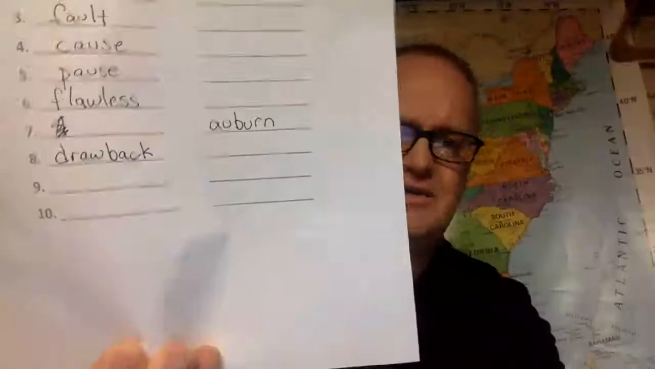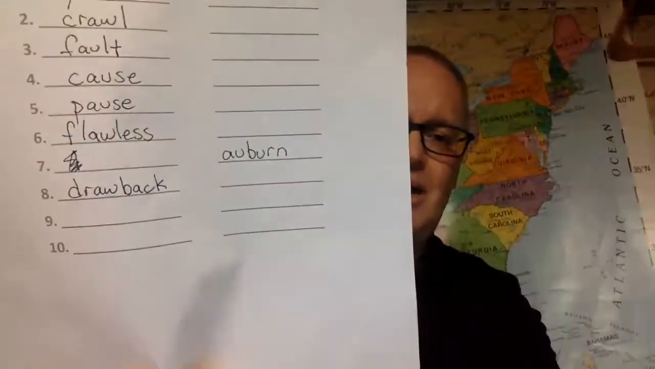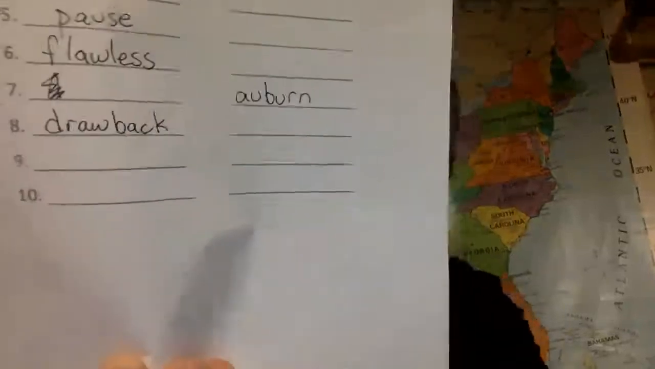Okay. Number 8, drawback. The only drawback is it costs money. Drawback. Let's count the sounds. D, aw, b, a, k. 6 sounds. Drawback. 2 syllables. Draw back. Okay, ready? Pause if you need to. Fix it if you have to. Drawback, compound word. Okay, one word, drawback. Fix it if you have to. Pause if you need to.